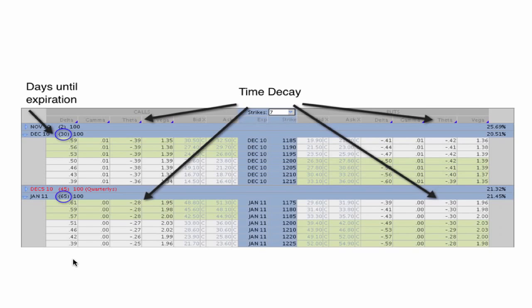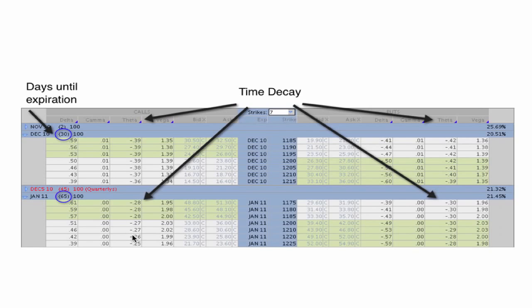But what we've basically taken a look at here are two different expiration months. So we're taking a look at a December expiration, which is 30 days, and a January expiration, which is 65 days away. Same underlying stock, both the call side and the put side. And we've highlighted the theta in each individual contract month. And we can see visually here that the January options are generally losing about $28 per day in value. And they're losing that every single day for the next 65 days all the way to expiration.